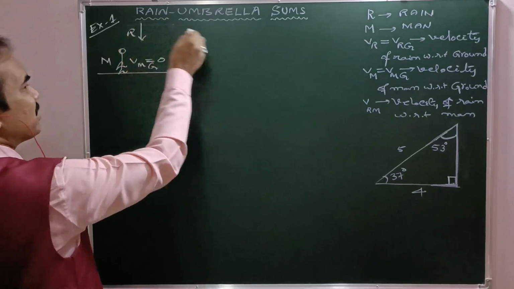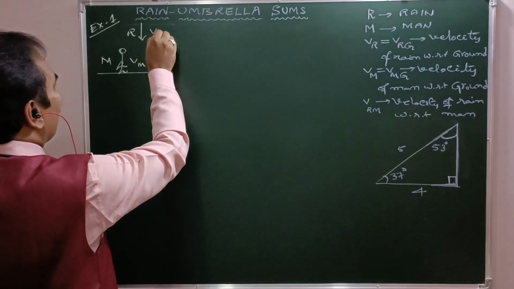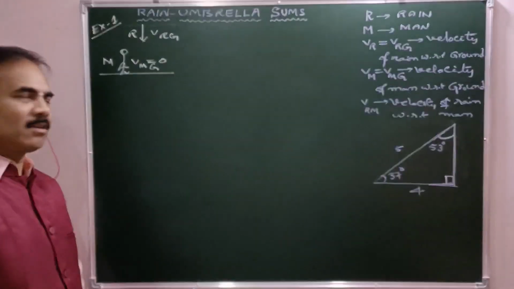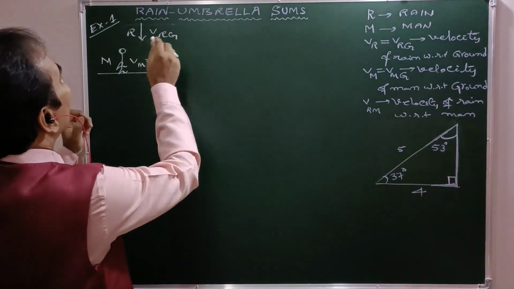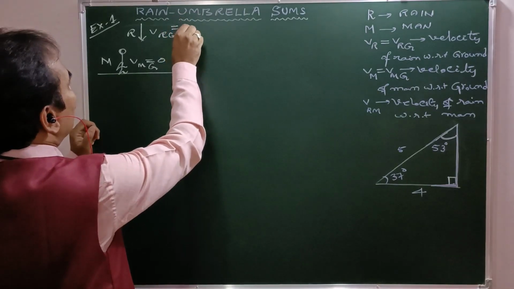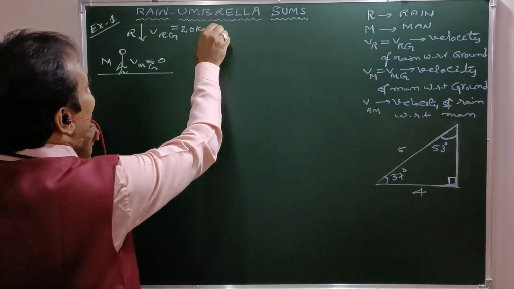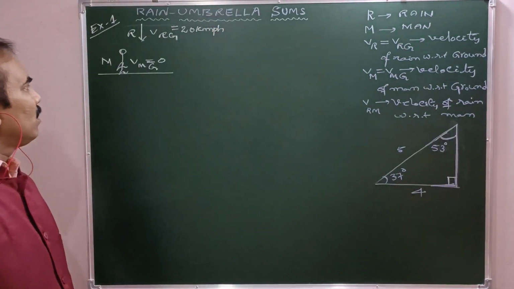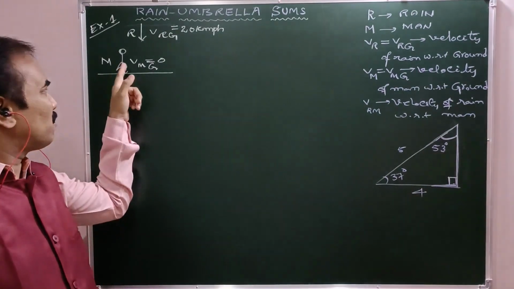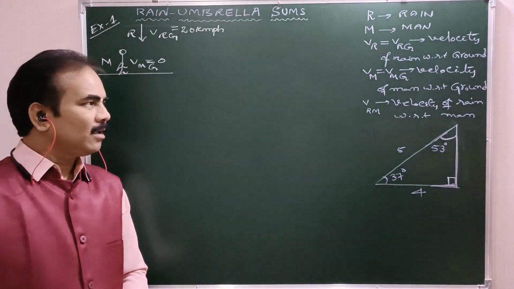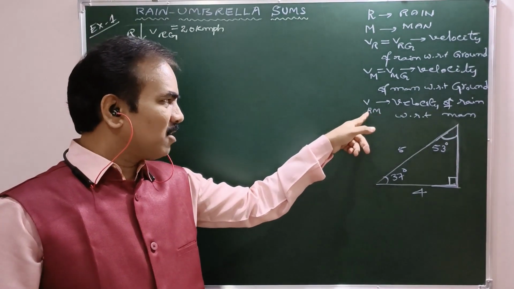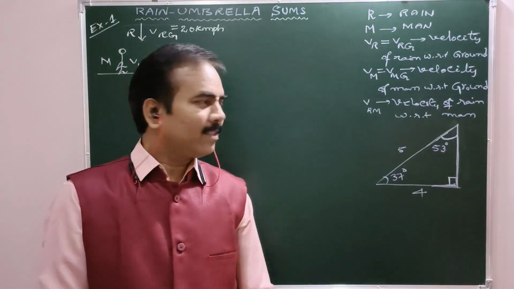Here R stands for rain. VRG, velocity of rain with respect to ground, that is the absolute velocity of rain, as an example, 20 kmph. Now, if he wants to keep the rain away, in which direction does he have to hold his umbrella? As I told you, he must hold his umbrella in the direction of the relative velocity of rain with respect to himself, with respect to man.